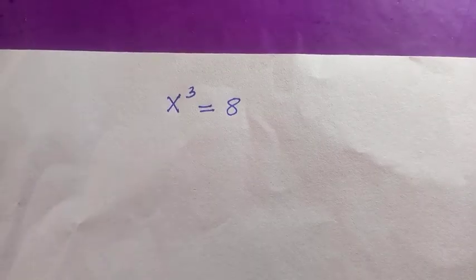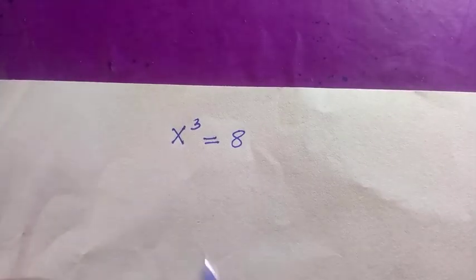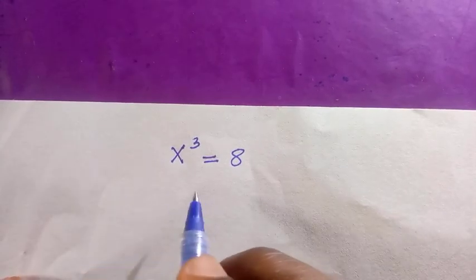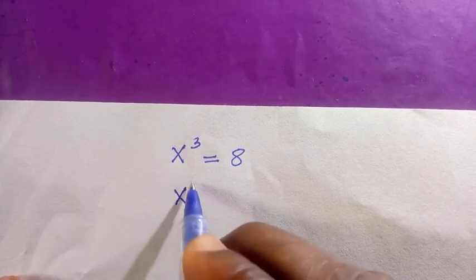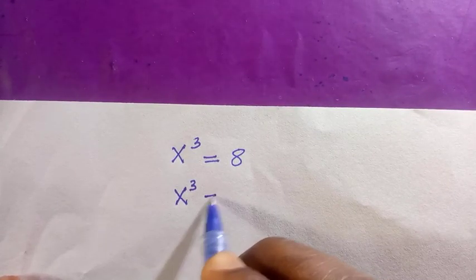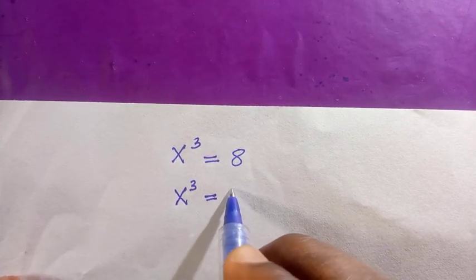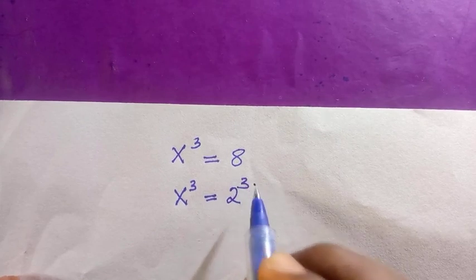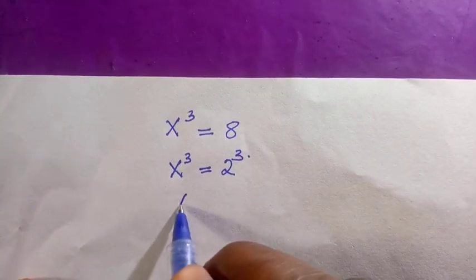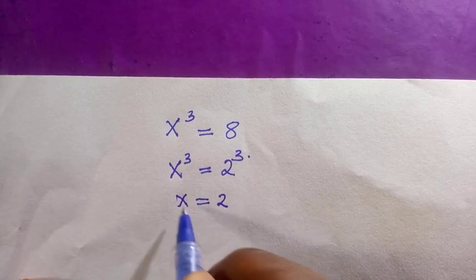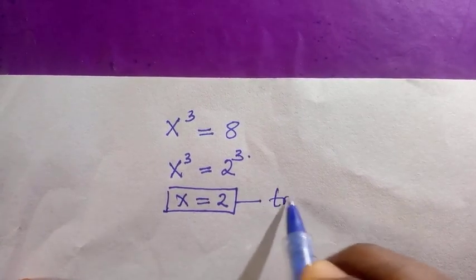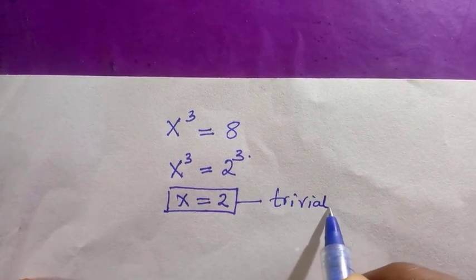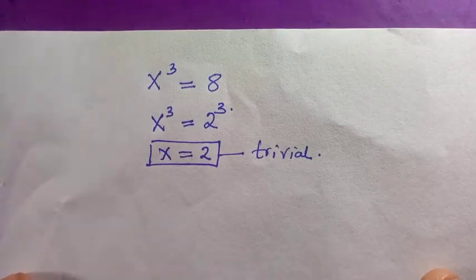Welcome to another video. In this system of equivalent equations, let's see how to solve for the complex roots. But before that, we can still get the real root, the trivial root. As we have x equals 2, which is the real solution for x cubed equals 8, and which is trivial.